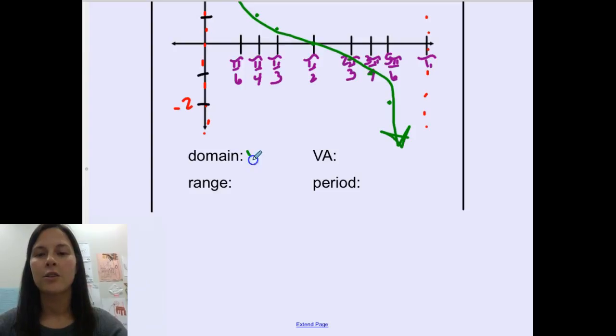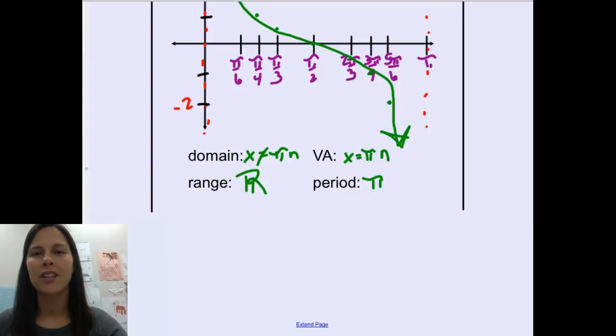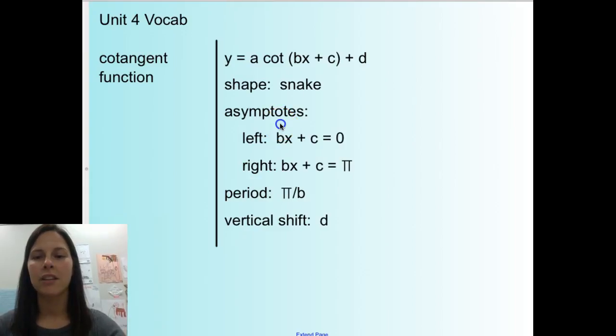For cotangent, our domain cannot equal multiples of pi, which means that's where our vertical asymptotes do occur. Period again is pi, just like the tangent function, and the range, same as the tangent function, all real numbers. Here's that information again put together for you.